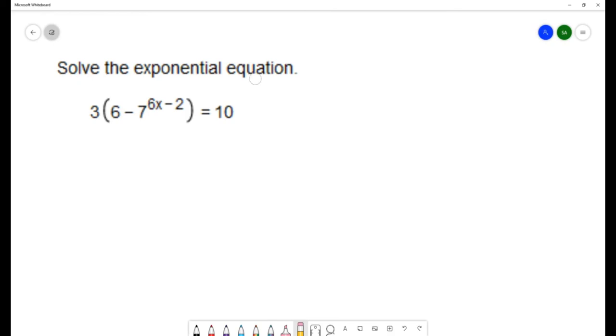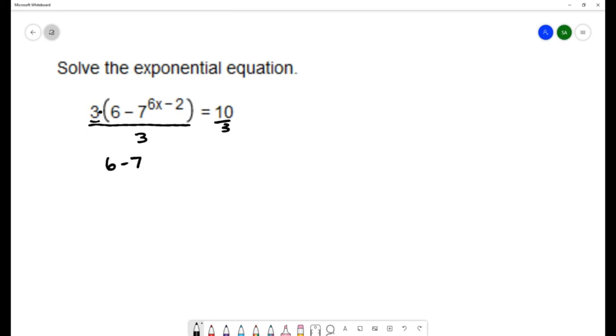Solve the exponential equation. 3 times 6 minus 7 to the 6x minus 2 equals 10. So in order to start solving this exponential equation using the methods that we've learned, we really need to have this exponential portion isolated on one side of the equation. So we need to isolate this 7 to the 6x minus 2. So to isolate it, I'm going to get rid of this 3 first. This 3 is multiplied, so I'm going to divide.